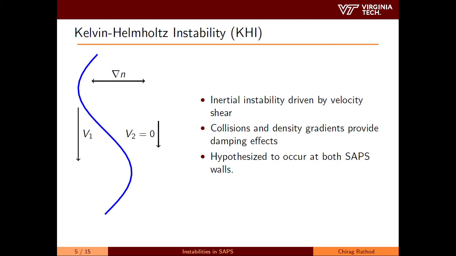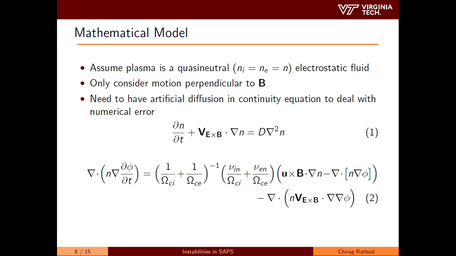We have collisions and density gradients inherent in our model, and they provide damping effects to the Kelvin-Helmholtz instability. Because the Kelvin-Helmholtz doesn't particularly care about any of the directions of anything, as long as there's a velocity shear, it's hypothesized to occur at both SAPS walls. For the mathematical model, we assume that the plasma is quasi-neutral, so Ni equals Ne equals N, and it's an electrostatic fluid.